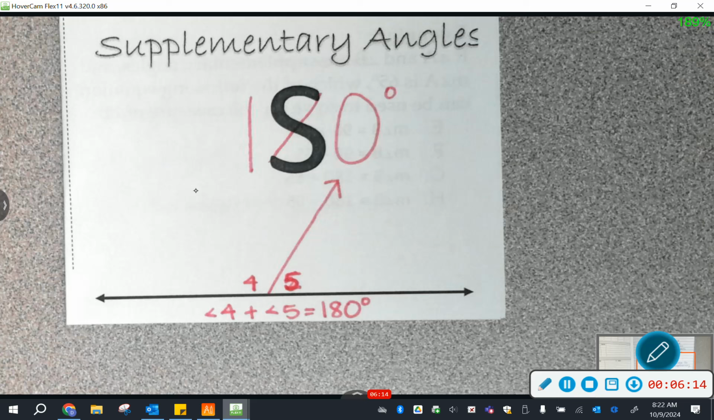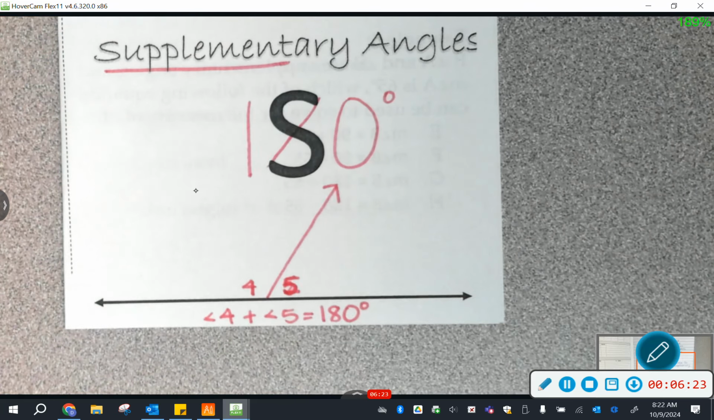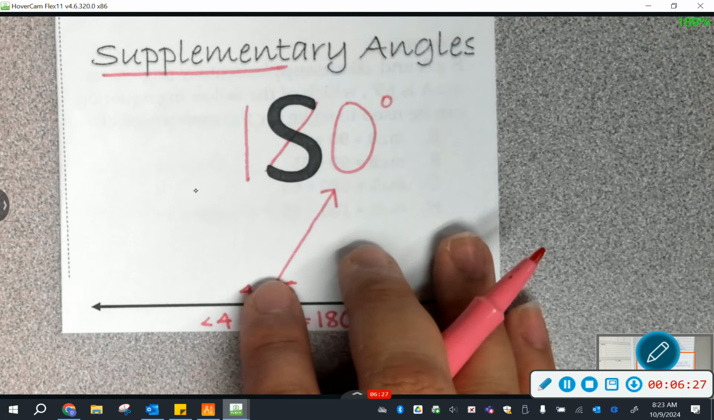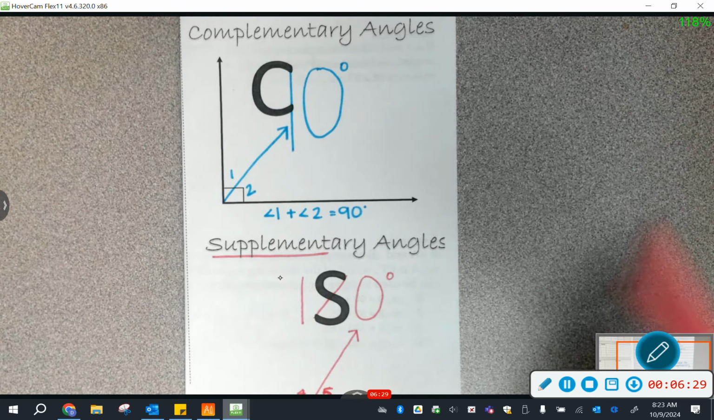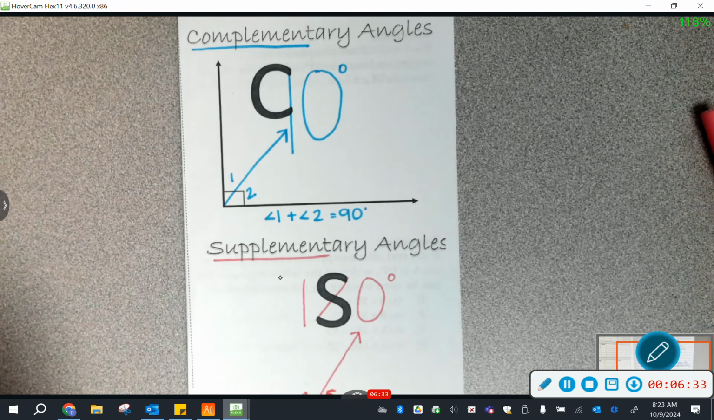Now I do want you to know, sometimes instead of saying, hey, these are supplementary angles, I might say something like, find the supplement. That's the same thing as it adds up to 180. Or I might say, find the complement. That's the same thing as find the other one that makes them add up to 90.